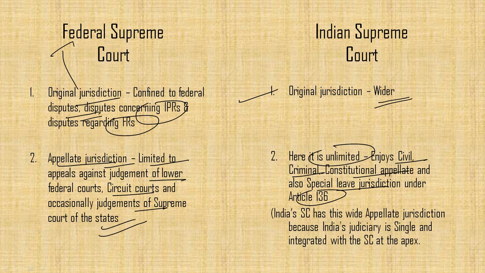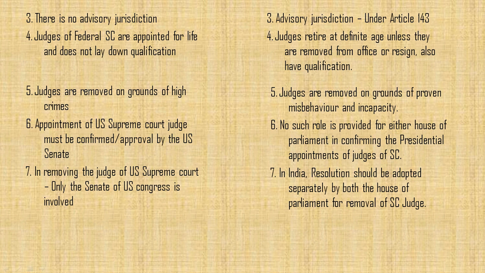And the Indian Supreme Court has this wide appellate jurisdiction because India's judiciary is single and integrated with the Supreme Court at the apex, unlike the two chains of courts in the USA, where the Federal Supreme Court is the apex of the federal courts. In the Federal Supreme Court, there is no advisory jurisdiction, whereas in the Indian Supreme Court, there is an advisory jurisdiction under Article 143.